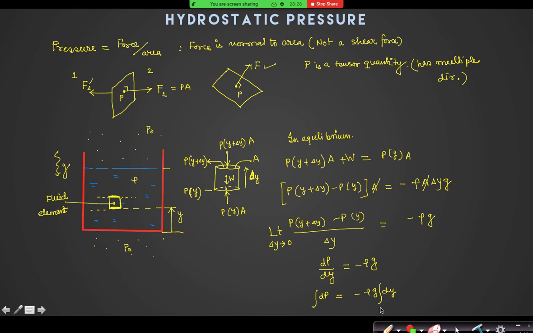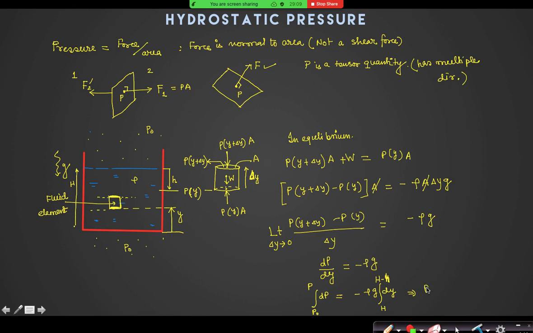At y equal to which level do I know the pressure? Can you tell me? H, where H is the height of the liquid column. Yes, if capital H is the height of the liquid column, when y equals capital H, I know the pressure is P naught. And suppose I want to find the pressure at this level, where this is small h. So this height is capital H minus small h. I want to find the pressure at the capital H minus small h level.